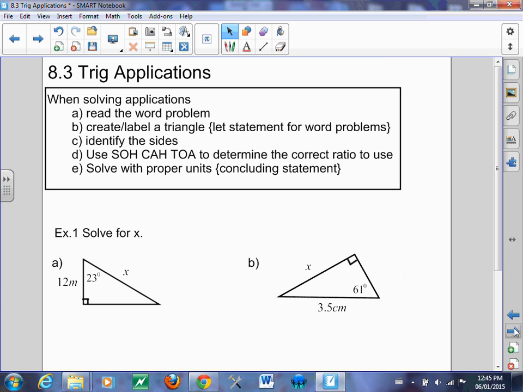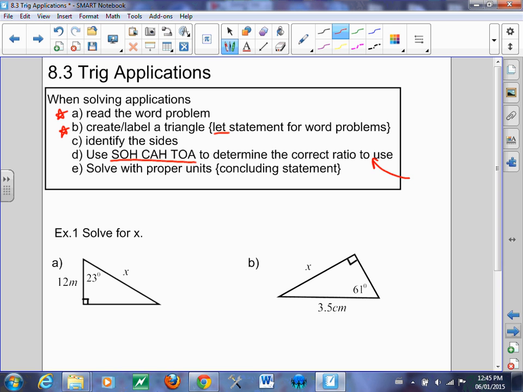Now, for today's lesson, we're going to be taking these and putting them into some word problems eventually. Some will just be regular practice on making sure you know how to use SOHCAHTOA, but eventually, in the last example, we'll get into some word problems, which means you've got to read the problem first. Then you create or label a triangle. Don't forget your let statement, whatever letter you introduce. Identify the sides. Whatever side you're looking for, use SOHCAHTOA to determine the correct ratio to use.